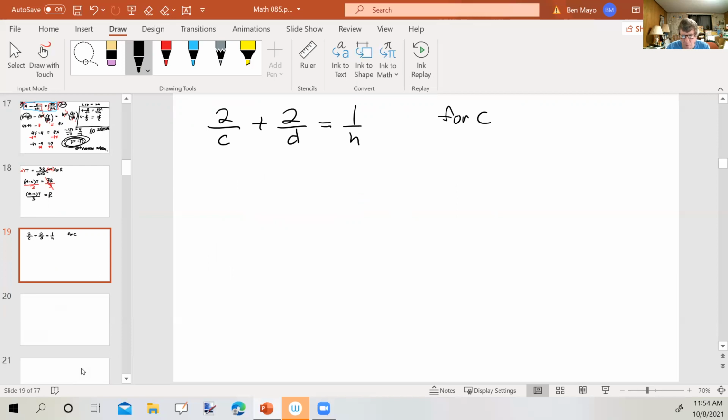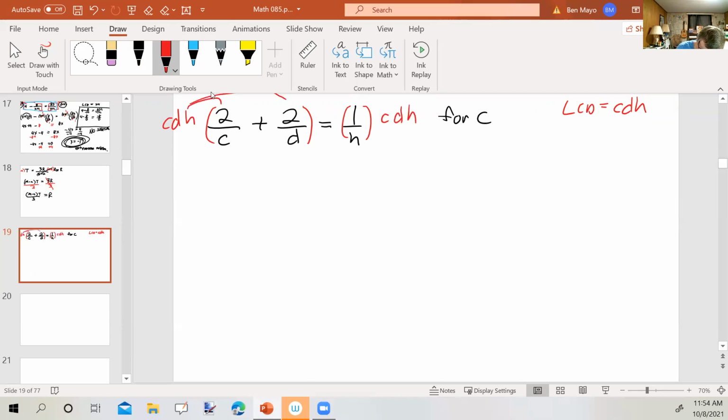That would be 1 over c. We need c to be by itself in the numerator. So what I'm going to do is multiply both sides of this equation by the LCD, which is CDH. Okay, so CDH, CDH.